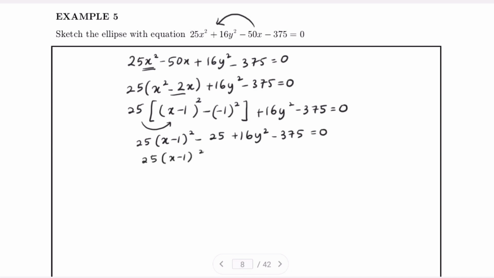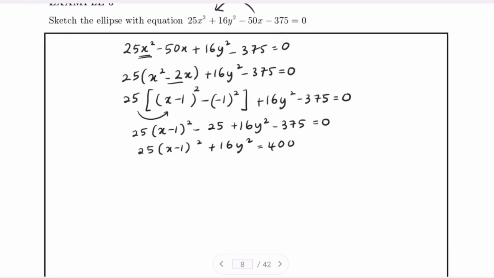Simplify to get this. So you know that the ellipse will be equals to 1. So you have to divide everyone by 400. So it becomes x minus 1 square over 16 plus y square over 25 equals to 1.